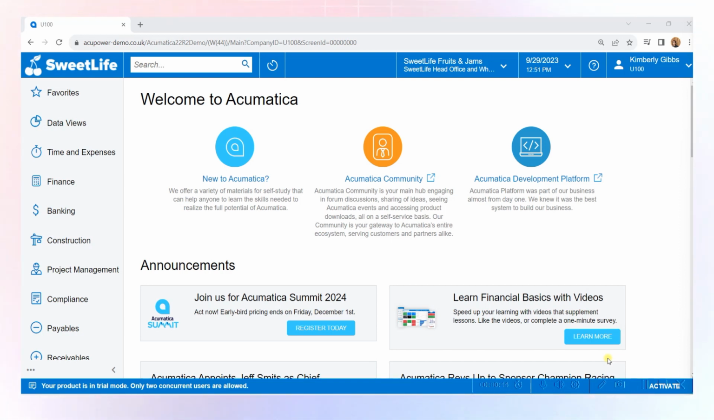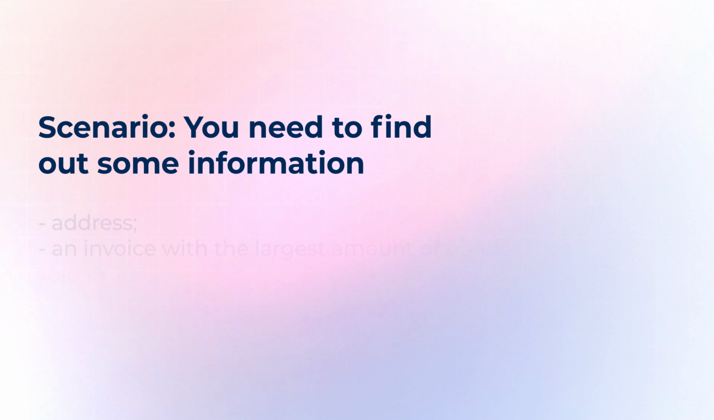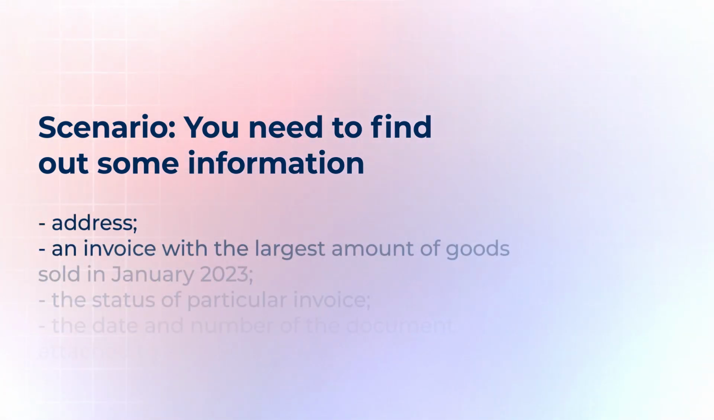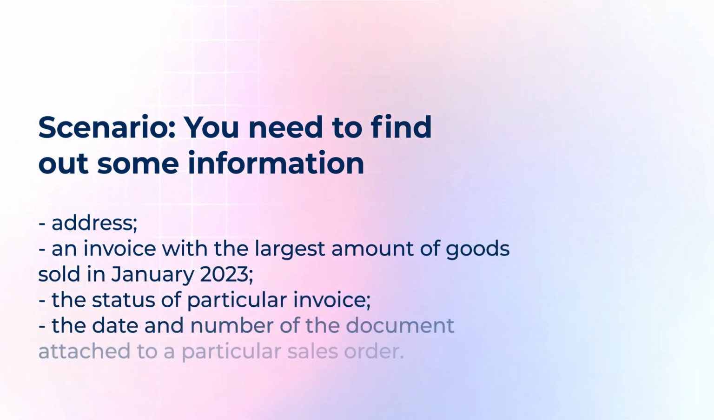So this time, let's pick a scenario for our data search. In this scenario, suppose you need to find out some information about your customer, such as address, the invoice with the largest amount of goods sold in January 2023, the status of a particular invoice, the date and number of a document attached to a particular sales order.